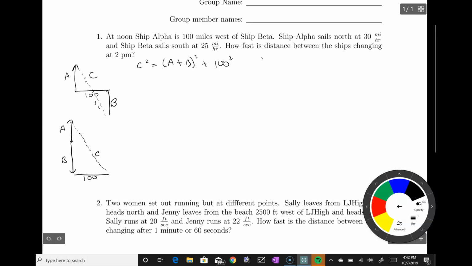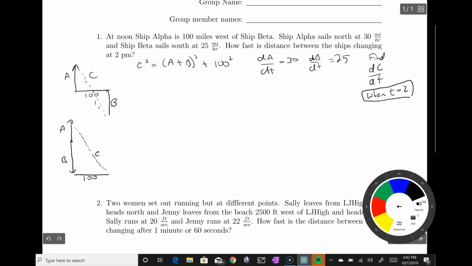So let's get the rates down that I've got. I'm given that dA over dt is 30 miles an hour. I'm given that dB dt is 25 miles per hour, and I'm trying to find dC dt. And the when is 2 hours later, t equal to 2. Save that until after the derivative.